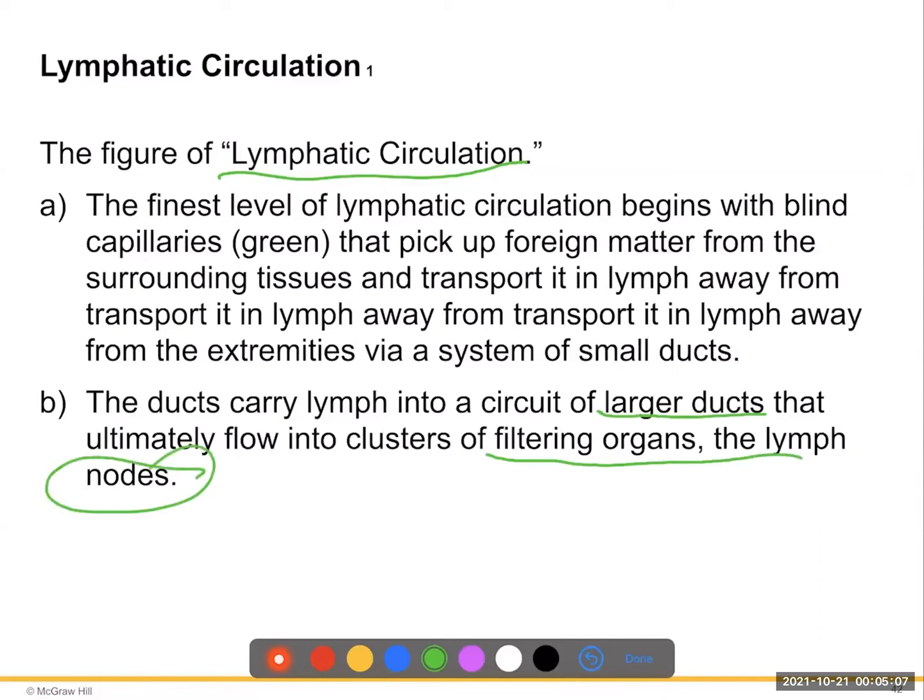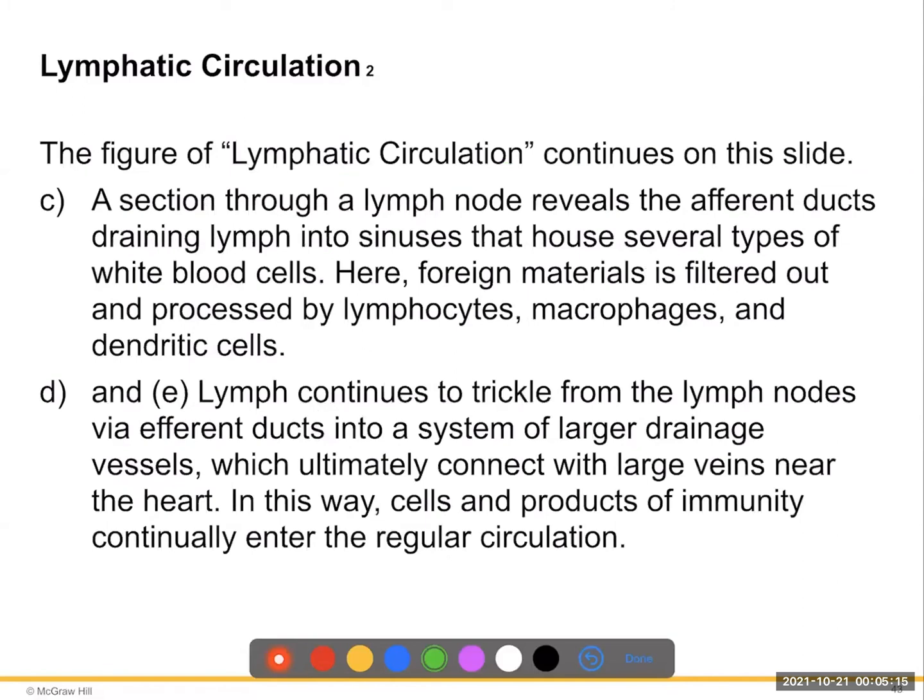You have lymph nodes, your cervical lymph nodes, one's under your mandible here. Those ones get inflamed during sicknesses, illnesses. A section through a lymph node reveals different afferent ducts. Afferent means incoming. Where's our efferent? Efferent means outgoing. So afferent ducts come into the lymph node. Efferent ducts come out of the lymph node.